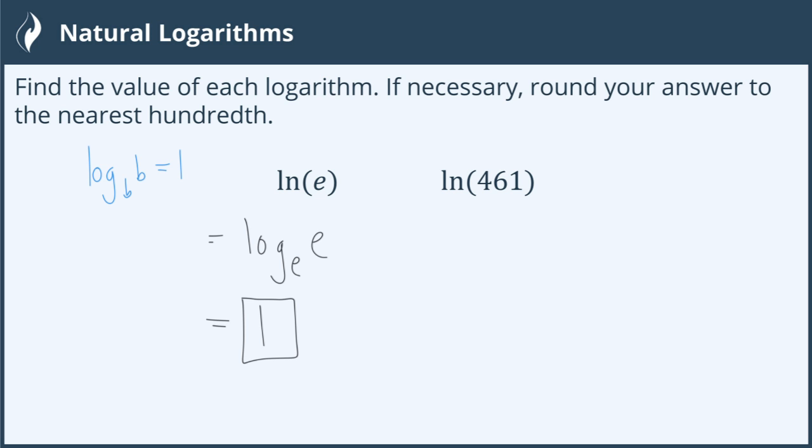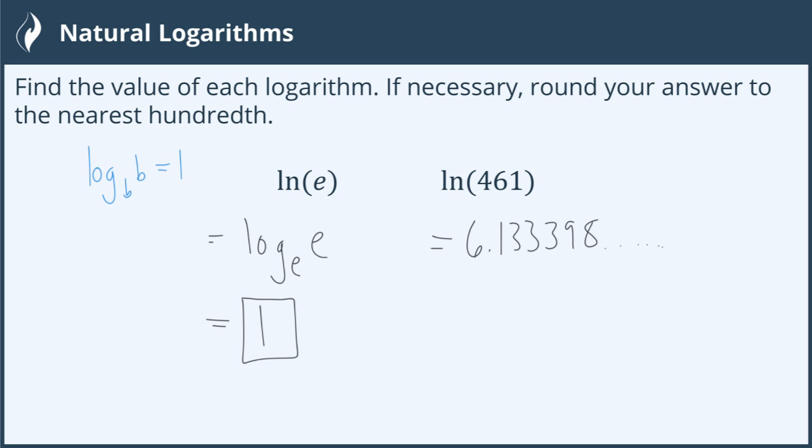No calculator required. On the other hand, when we look at the natural log of 461, there's no way to write 461 as e to the something. So because of that, we're going to put this straight into our calculator. Now, the natural log button is usually on the left side of your calculator if you're using a Texas Instrument, and it's LN. So you type that and then you press 461. And when you do, you get 6.133398, and then a lot more digits.